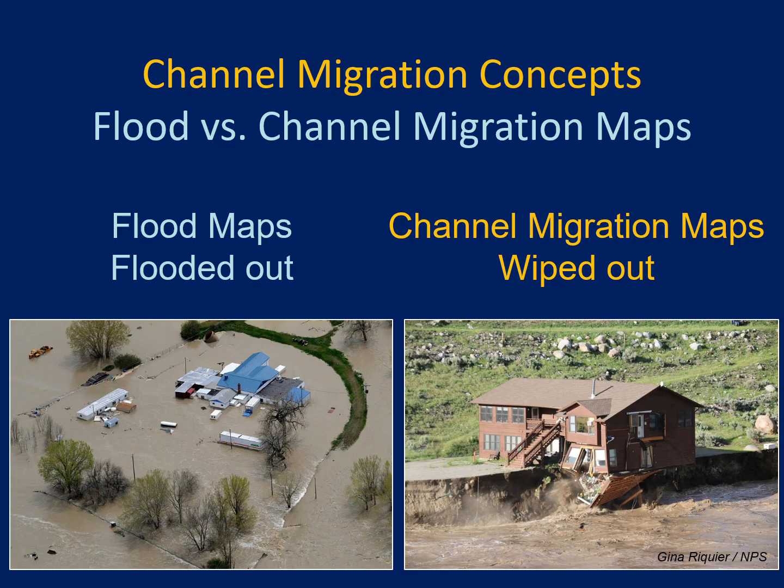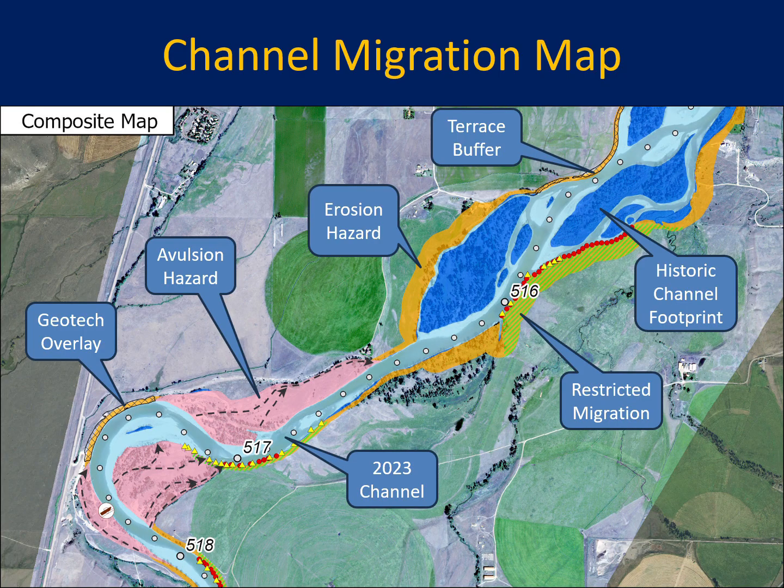Together, these maps provide property owners with a more complete understanding of the flood and erosion risks associated with their property and are intended to be used as a source of information to help people make informed decisions. The maps are available for anyone to access online for free, and I'll show you how to do that in just a few minutes.